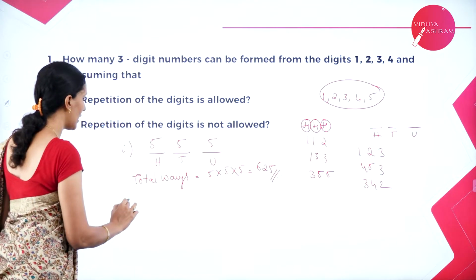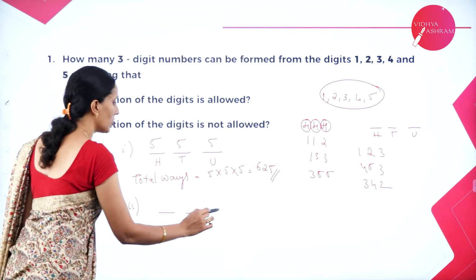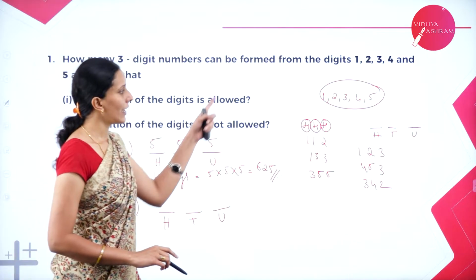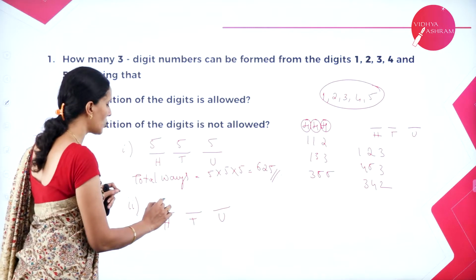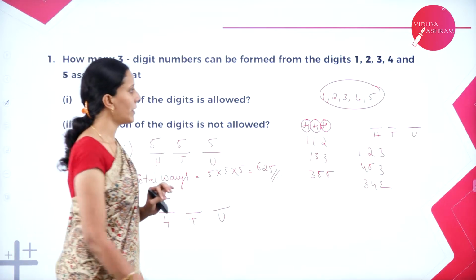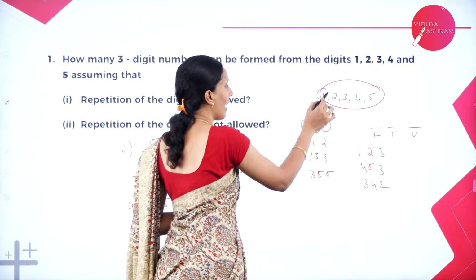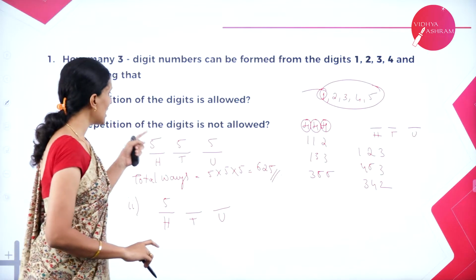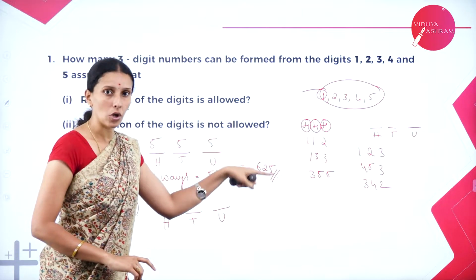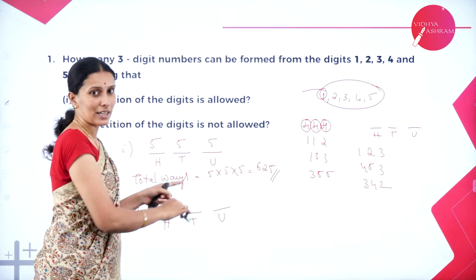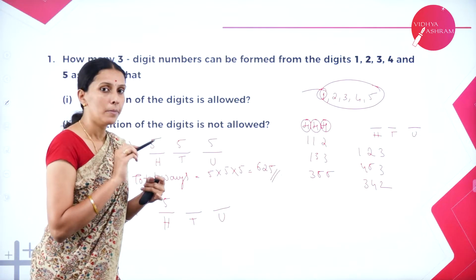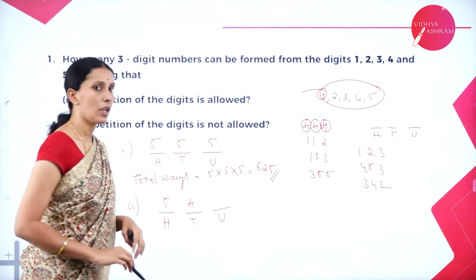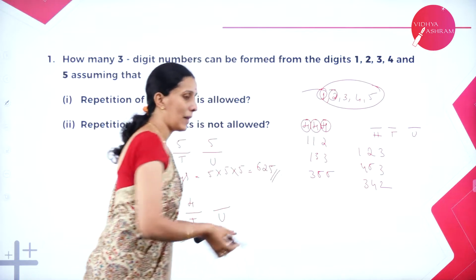Now let us look at the second condition, without repetition. Let's consider units place, tens place, hundreds place. Suppose I take any number out of 5, so I have 5 chances of filling the hundreds place. Among 1, 2, 3, 4, 5, let us assume that 1 has taken the hundreds place. Now since repetition is not allowed, I cannot fill 1 again in the tens place. So the possibility of putting a digit in the tens place is only 4 now, so I can write only 4. Now assume that 2 has been placed in the tens place.